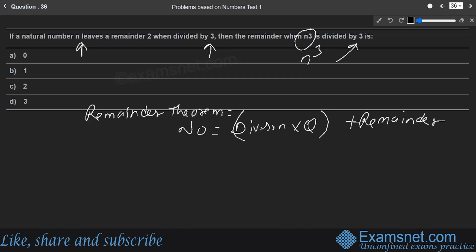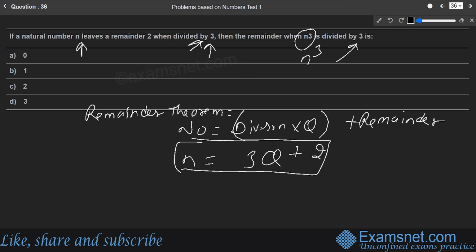So he says the number n can be made like this. What is the divisor? It is getting divided by 3, so the divisor is 3. Quotient we don't know, so we can just write q for that. Plus remainder, the remainder is 2. So this is how the number n can be made: 3 times quotient plus 2.